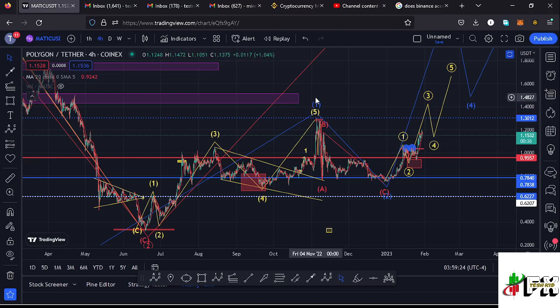And after seeing the formation of that larger Elliot wave count 1, we saw the formation of a larger Elliot wave count 2, which is a corrective wave.